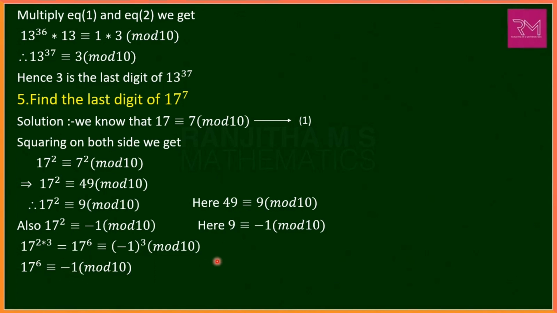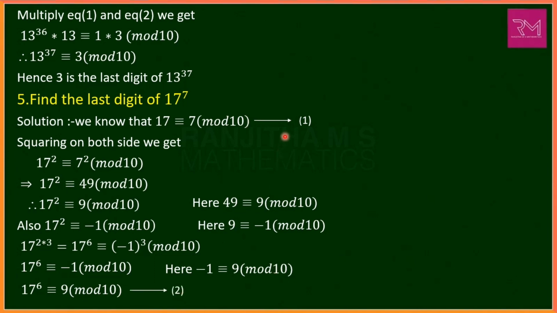So to reduce that value, minus 1 is congruent to 9 modulo 10. Therefore, in the place of minus 1 we can substitute 9. This is because 10 divides minus 1 minus 9, which is minus 10, and 10 divides minus 10 also. Therefore, in the place of minus 1 we substitute 9, that is 17 power 6 is congruent to 9 modulo 10. Call this equation number 2.